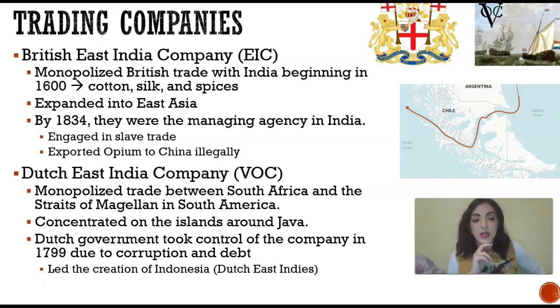The Dutch are going to monopolize trade between South Africa and the Straits of Magellan in South America. So on the map that's also located there, you can see the Straits of Magellan, which they basically go pretty much all the way through South America. The Dutch are going to concentrate around the islands located near Java. And at one point, the government is actually going to have to intervene and take control of this joint stock company because it's going to be very, very corrupt. They're going to have a huge amount of debt, and the government themselves are going to have to step in and handle the management because the Dutch let it go to ruins, essentially.